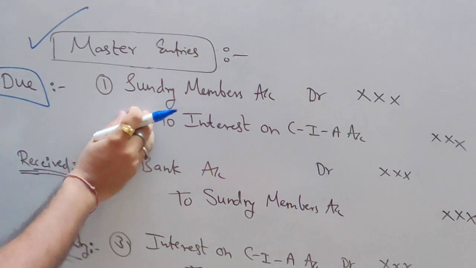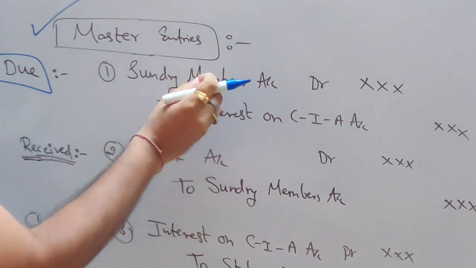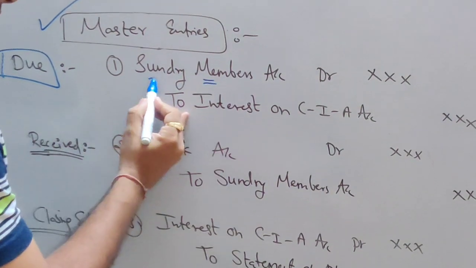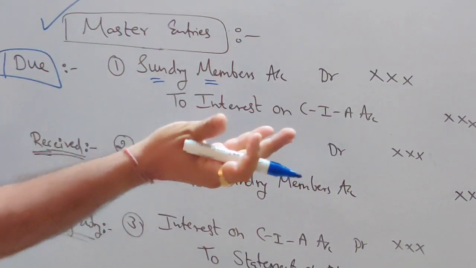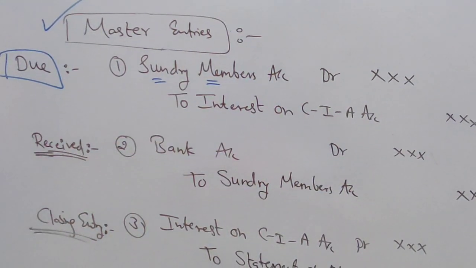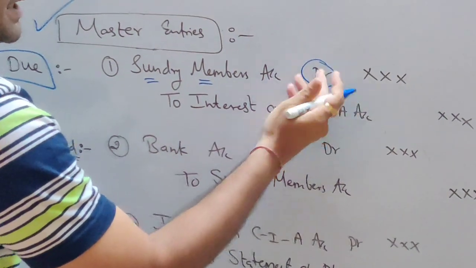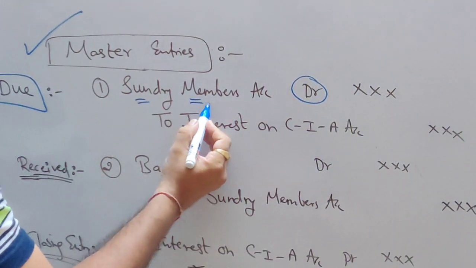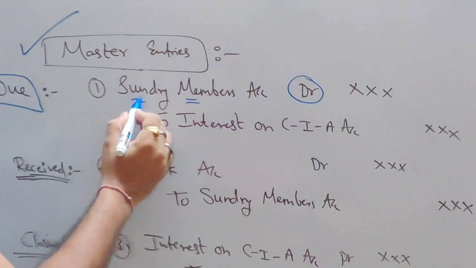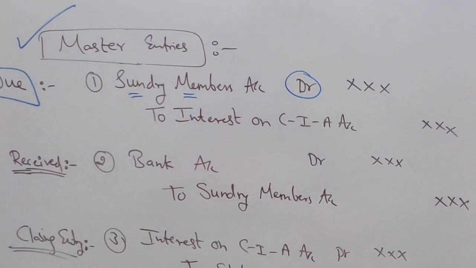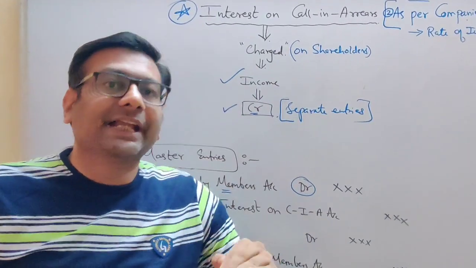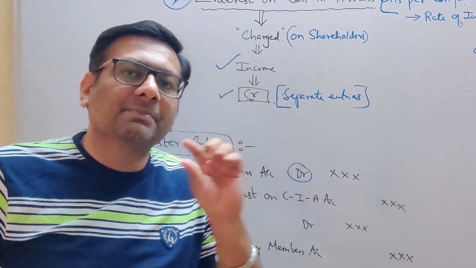I will show in my books that from the shareholder this money is receivable. So they are my debtors, because interest is receivable. Debtors are my asset, debit effect. So sundry members will be debited. You don't write shareholders account, you write sundry members account because there might be more than one shareholder. So we don't list down the names. We write it as sundry members.